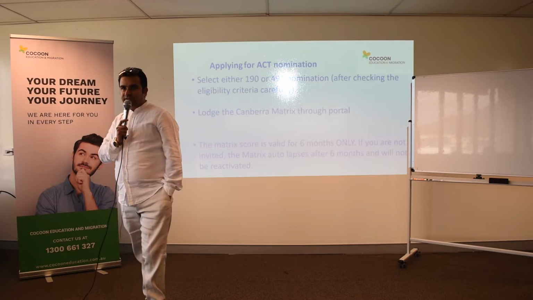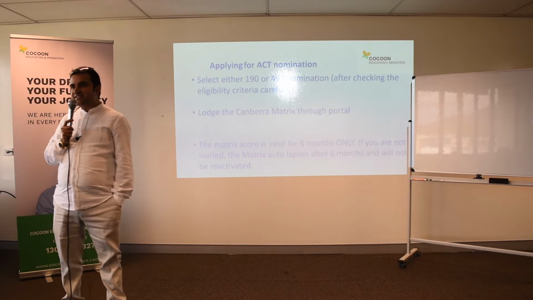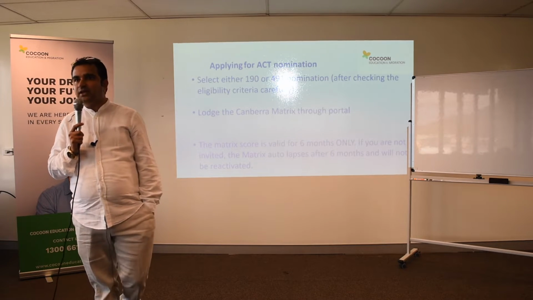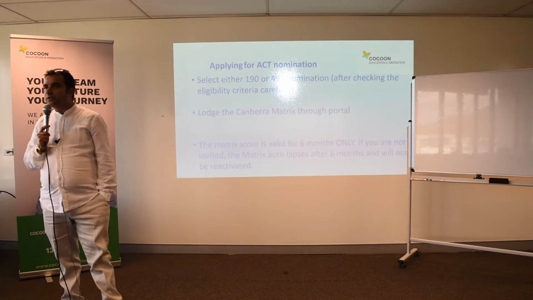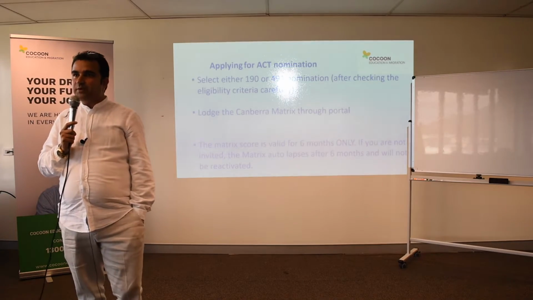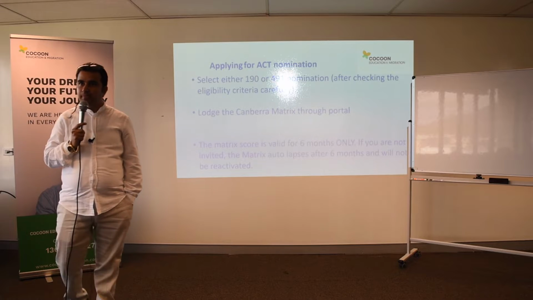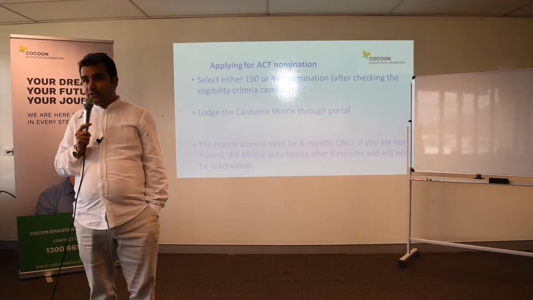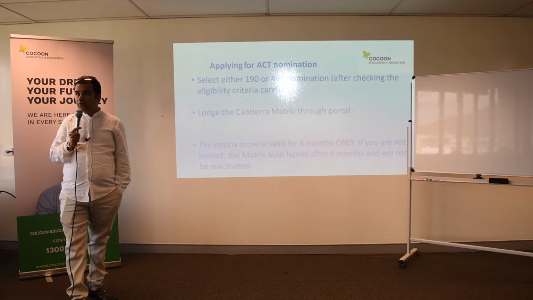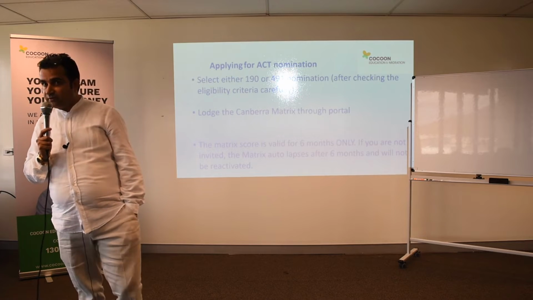For the 190 visa in Canberra, you need to have at least 60 points, because you will be getting 5 points from the nomination you get from the ACT government. For the 491 visa, you just need 50 points, because you will be getting 15 points from the regional body. So you just need 50 points for the 491 visa and just 60 points on your hand for the 190 visa.